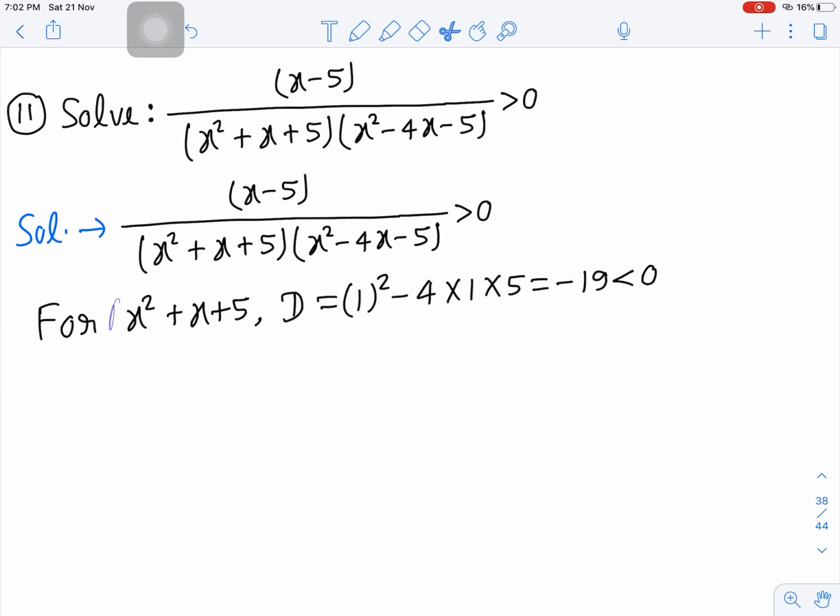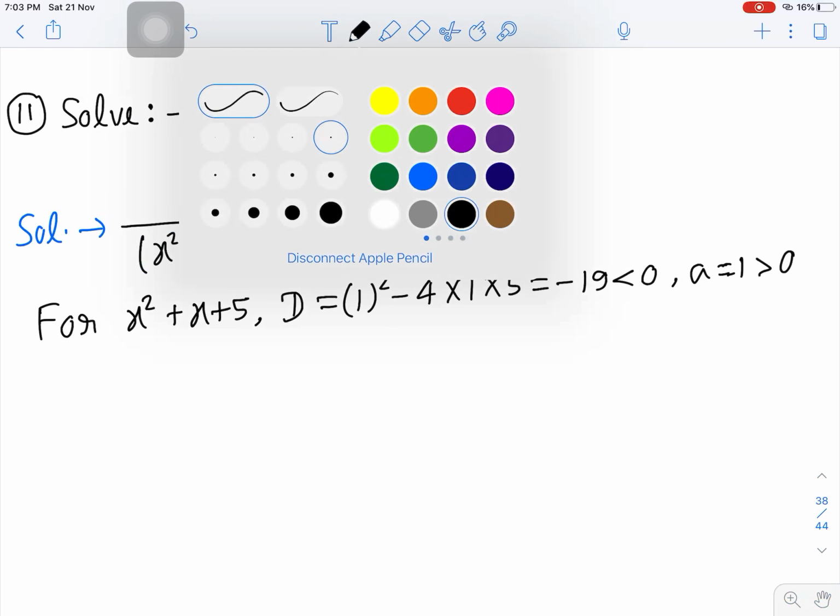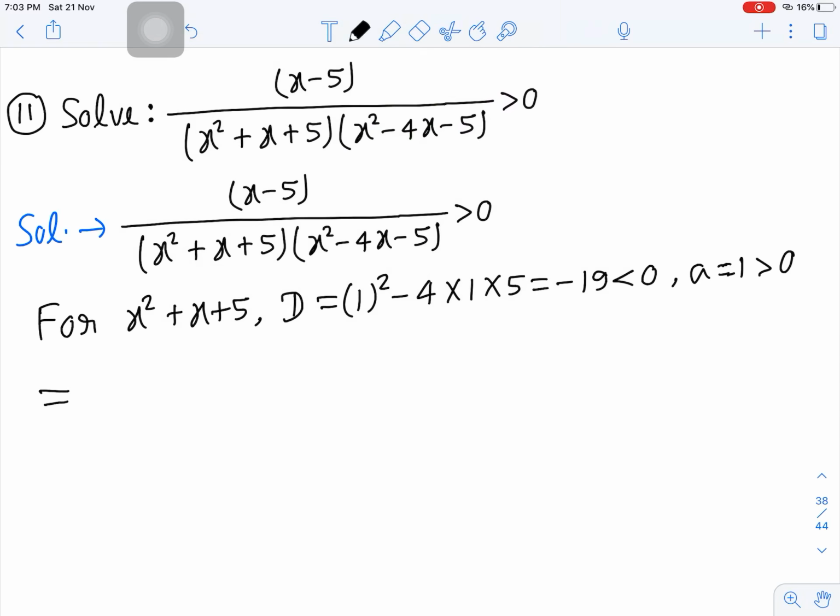It means, and even the coefficient of x square here, a, is nothing but 1, which is positive. So whenever a is positive and d is negative, then the quadratic expression would be always positive. Yeah, and whenever you have anything which is always positive, you can just ignore it. When you want to solve this, if you want, you can just remove it, because it is positive. So either what people do, either they multiply both sides by this expression, or if you want, in my opinion, just ignore it.